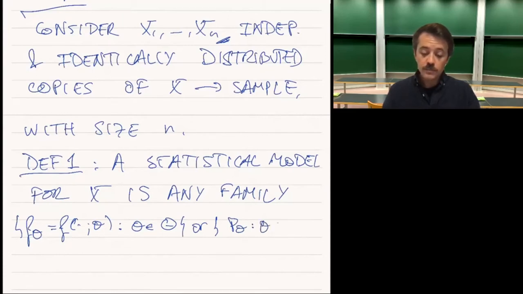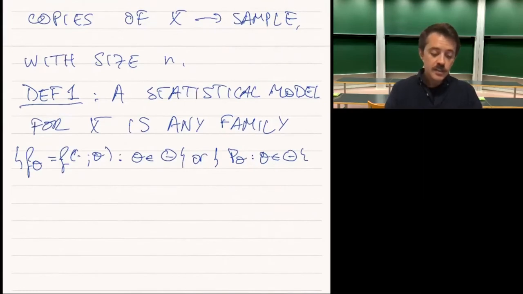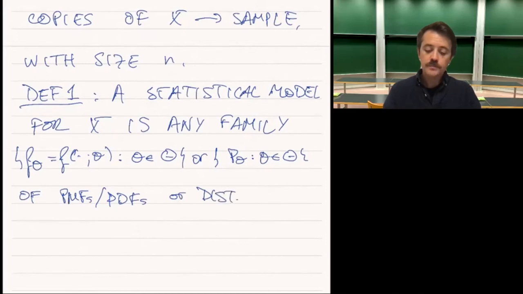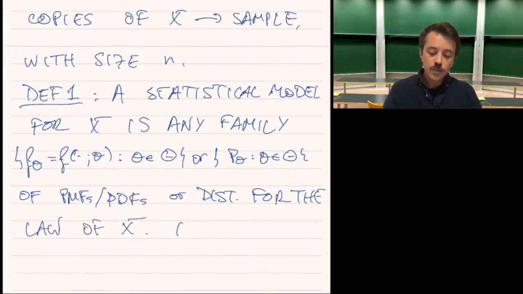And so again, we can write this here. There's any family, this or this, of PMFs, PDFs, or distributions for the law of x. And as I was saying, we call this capital theta the parameter space.